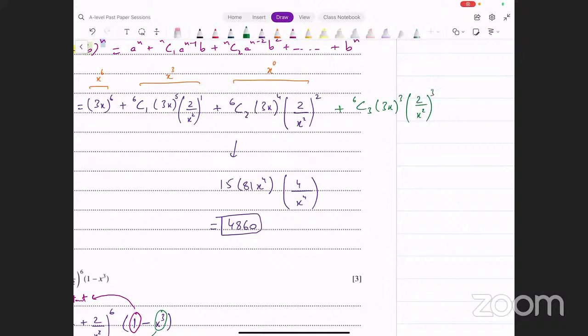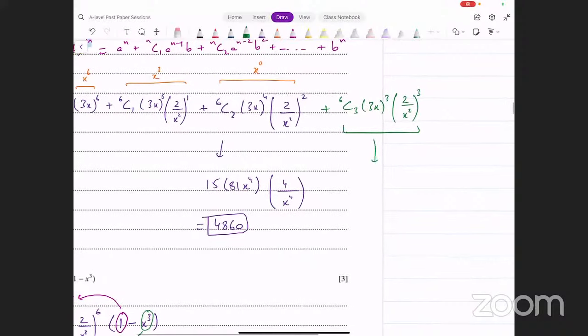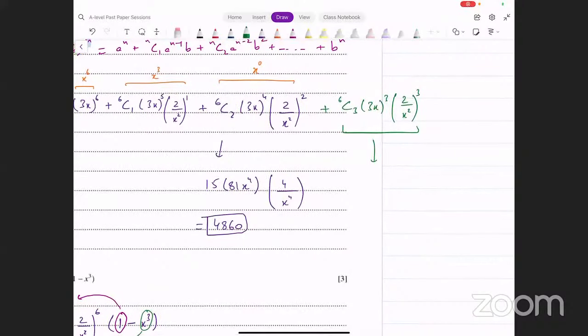Now let's expand this also and see what it gives us. You need this for the second part, so let's simplify it. 6C3 is going to be 20. Let me just confirm, 6C3 is 20, yes, that's correct. 3 cubed is 27 x cubed, and then 2 cubed is 8 over x raised to power 6. That gives us 20 times 27 times 8, which is 4320 x raised to power minus 3. This is 3, this is 6, and 3 minus 6 gives you minus 3. You need this term for the second part.